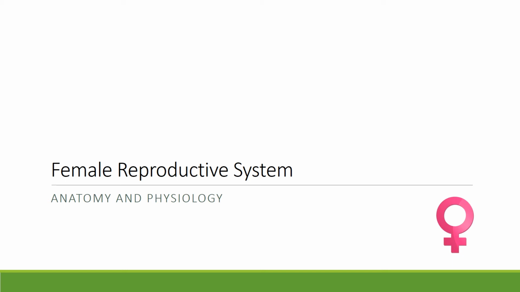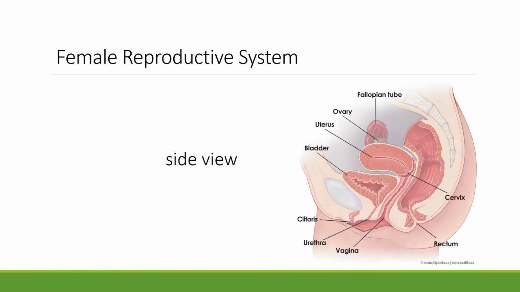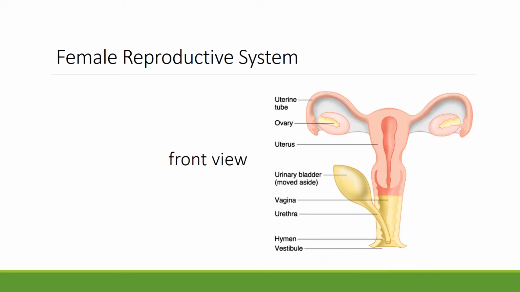This presentation covers the anatomy and physiology of the female reproductive system. Take a look at this side view of the female reproductive system. We'll be covering these parts in this lecture, and you'll be looking at models and the cadaver in lab. This is a front view of the female reproductive system. You'll be viewing models of this in the laboratory. Be sure you know these parts.